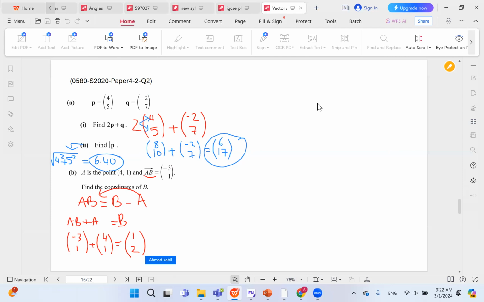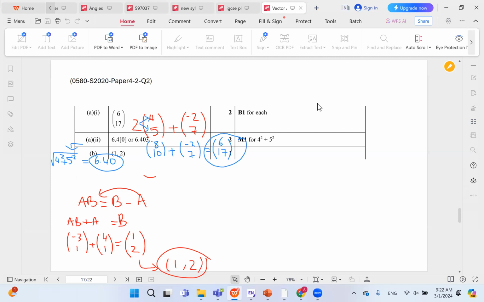Of course, we said that B is not really a vector, it's a point. So when they're asking for a point, it's better to rewrite the answer as a coordinate pair. So 1, 2 would be the correct final answer in this case. So 1, 2 is correct according to the marking scheme. 6.40 is correct as well. And 6, 17 is also correct.